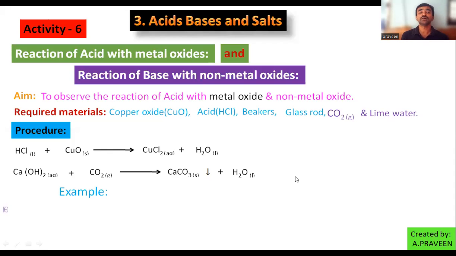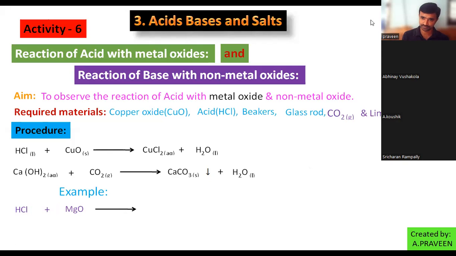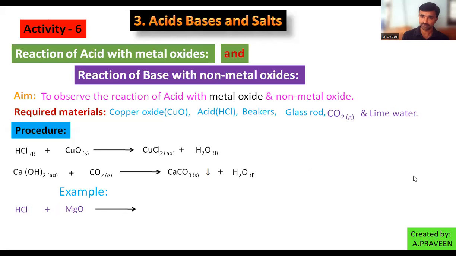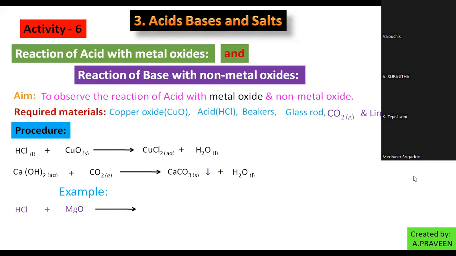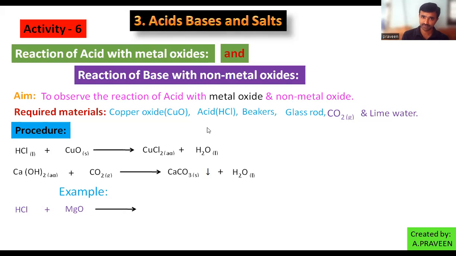What they are here, that acid is saying HCl reaction with a metal oxide, that is magnesium oxide, right? You can complete that. What can you expect as the products here? Can anybody complete that reaction? Tell me the products. Magnesium chloride and water.